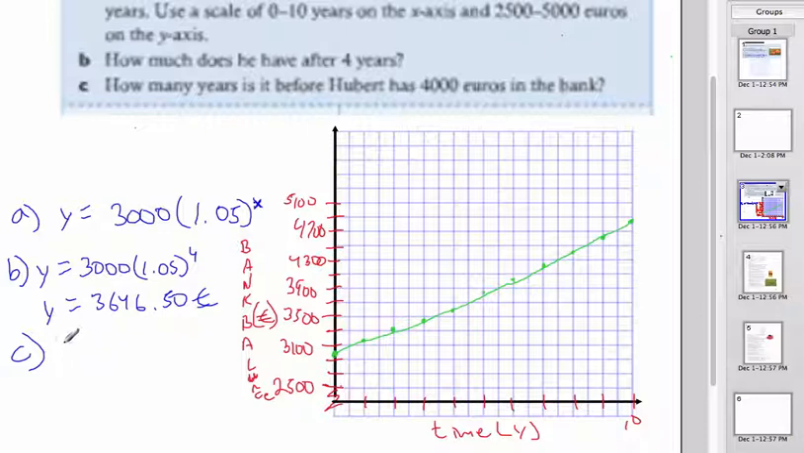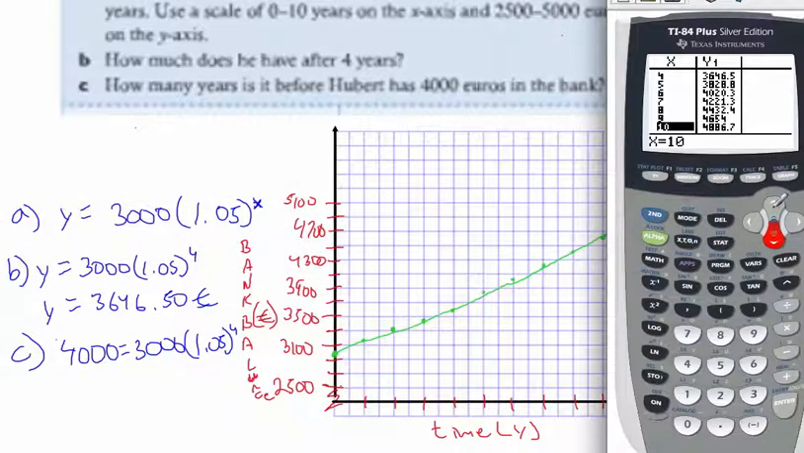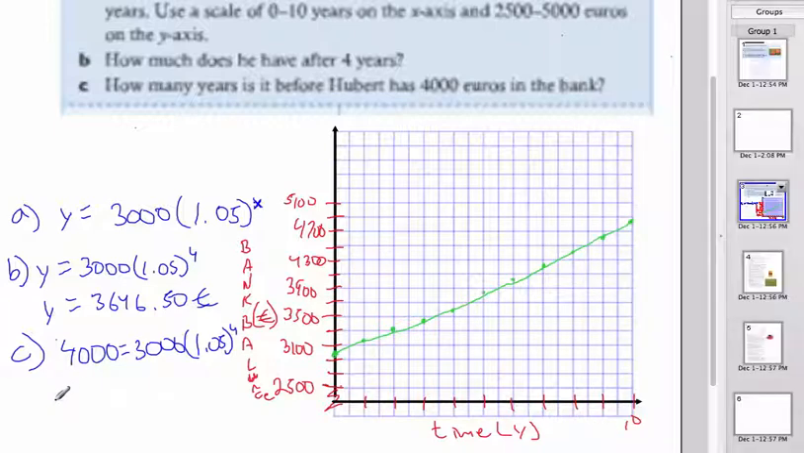All right, see how many years before Hubert has 4,000 euro in the bank. So you could put in 4,000 in the equation and solve it using logs, or we can check out our table and see when it's going to be 4,000. So actually at year 6 we're going to have 4,000. So after 6 years, Hubert has 4,000 euros.